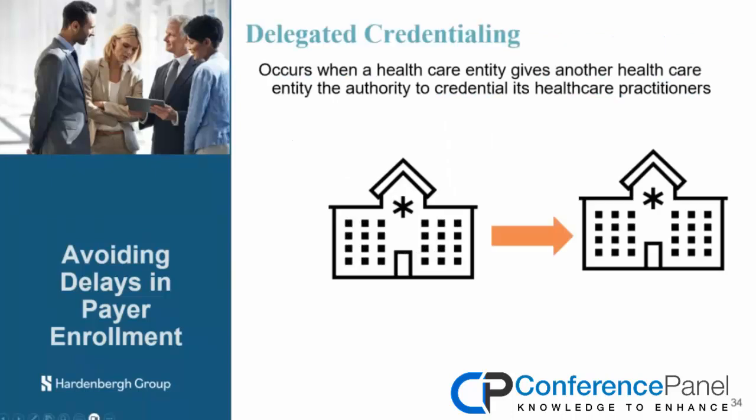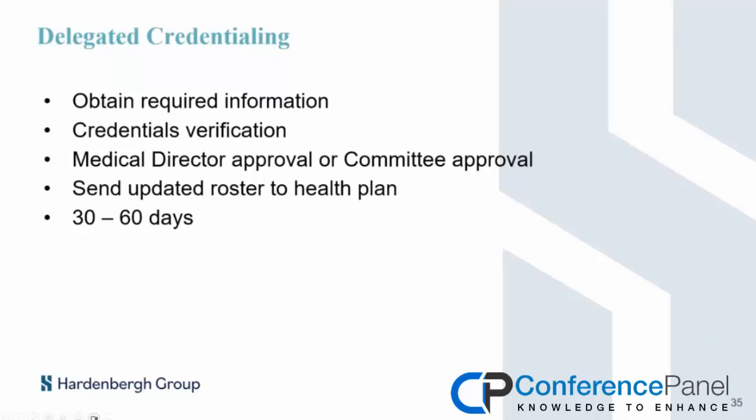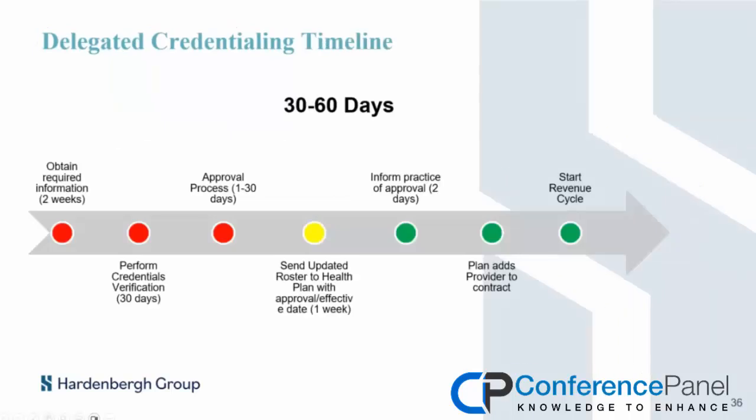Okay, the final way that we're going to talk about to avoid delays in payor enrollment is delegated credentialing. Delegated credentialing occurs when a healthcare entity gives another healthcare entity the authority to credential healthcare providers. The steps to delegated credentialing are you would obtain the required information, you do the credentials verification. So a delegated credentialing timeline, again, 30 to 60 days.